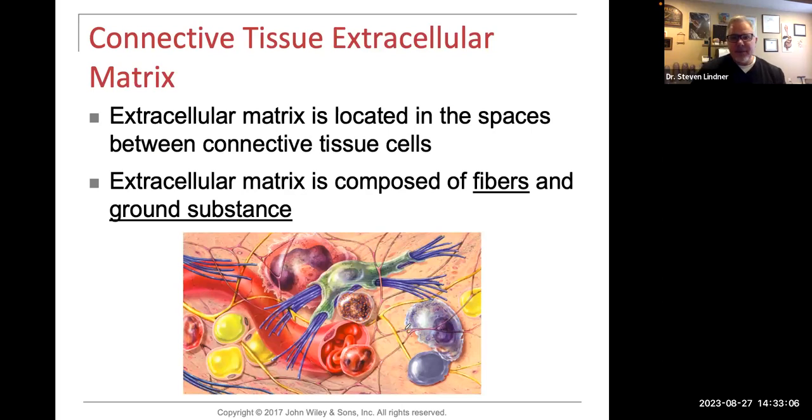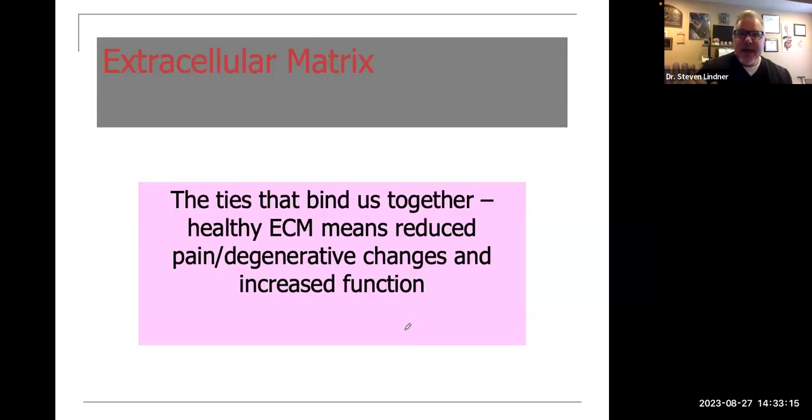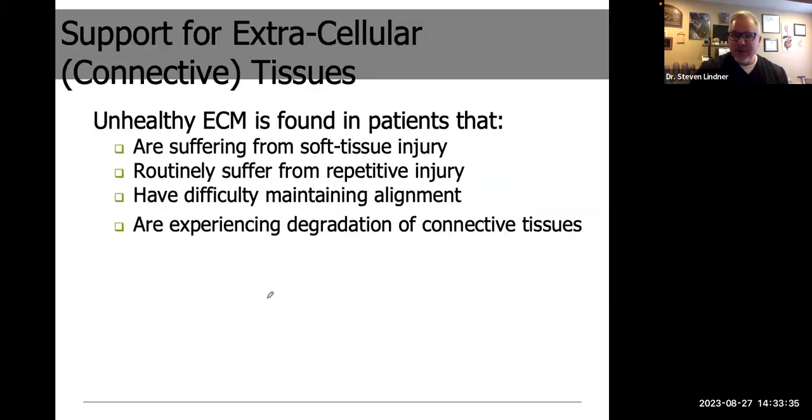Now, the ECM is really important. It's composed of the fibers and the ground substance, and we want to keep the ECM, or extracellular matrix, healthy. It's what binds us together. A healthy extracellular matrix means a healthy body. When it's damaged, we have a problem. If you have healthy ECM, it's going to mean reduced pain, reduced degeneration, and good healthy function.